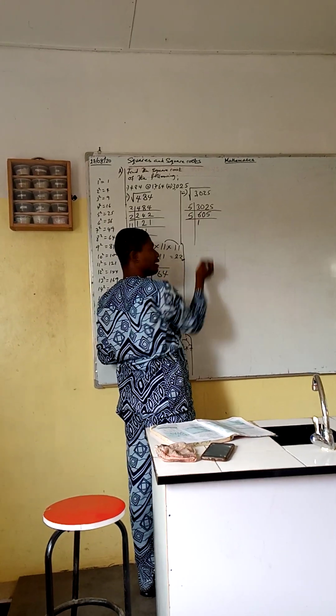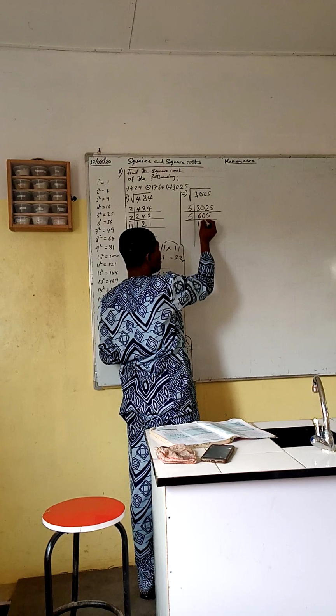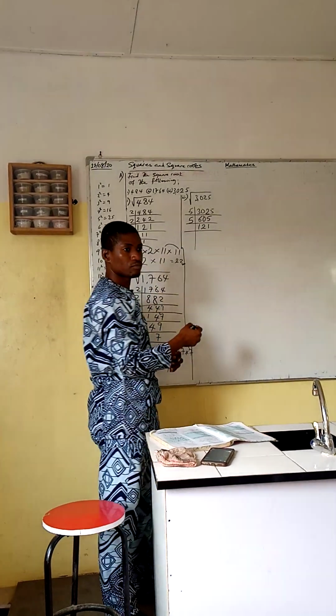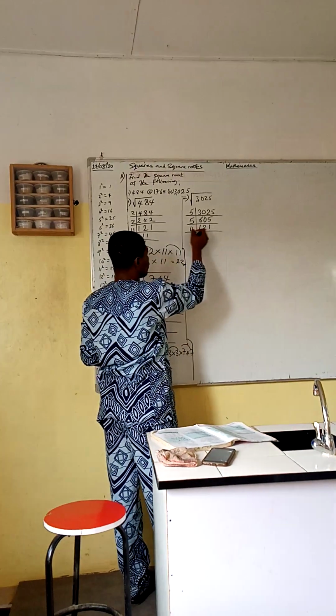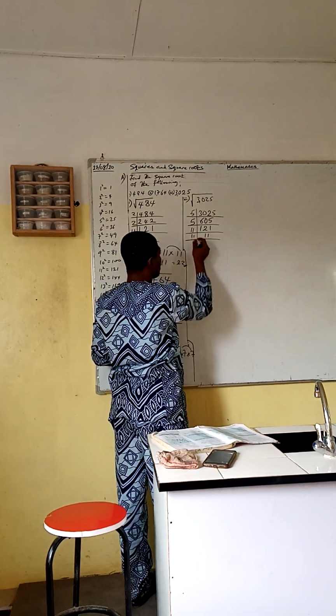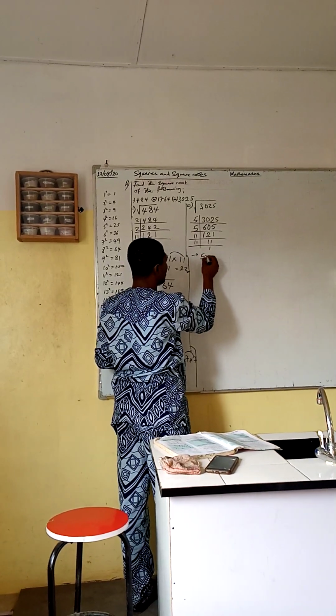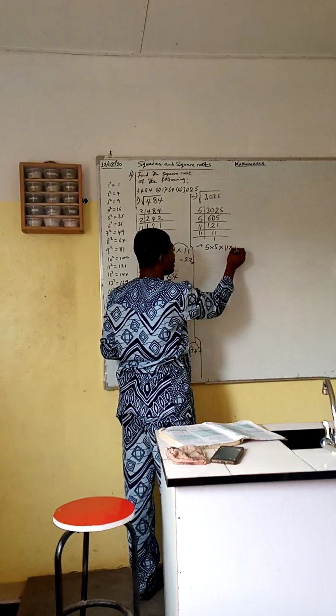5 in 6: 1, remember 1. In 10: 2. In 5: 1. What can go? 11. So 11 in 121: 11. What can go? 11. 11 in 11: 1. Write out the factors. You have 5 times 5 times 11 times 11.